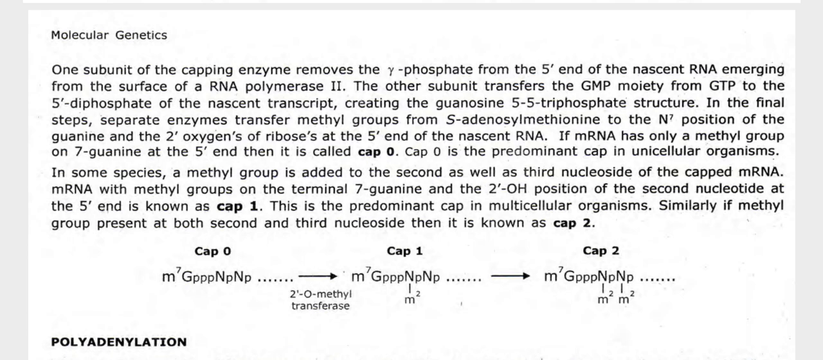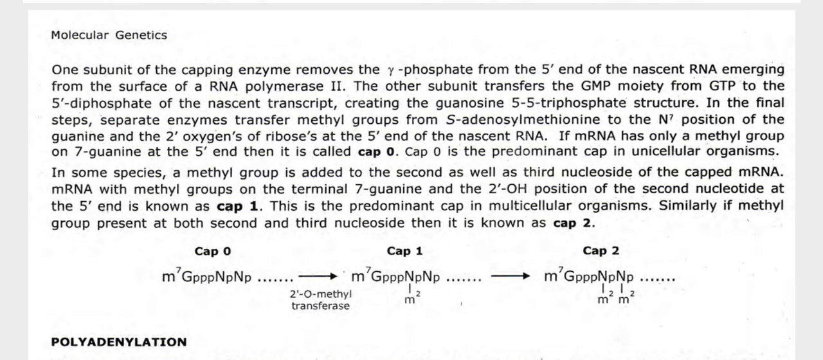If mRNA has only a methyl group on 7-guanine at the 5' end, then it is called cap 0. The cap 0 is a predominant cap in unicellular organisms. In some species, a methyl group is added to the second as well as third nucleoside of the capped mRNA, with the methyl groups on the terminal 7-guanine and the 2' OH position of the second nucleotide at the 5' end, which is known as cap 1.